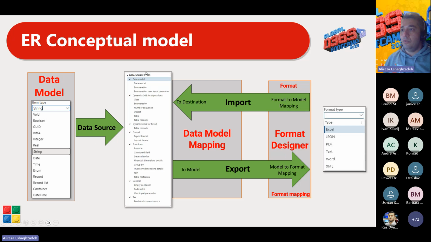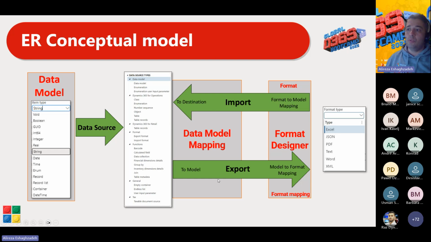Then from the data source, as you see here, you have access to the classes, enumeration, object, which is a data provider, table and table records in finance and operations. Lately, Microsoft has also added functions such as group by functions, data collection, and also barcodes in the specific format. So I will go through that in the business document part. So in the model mapping, you can map the data model that you have created to the data source.